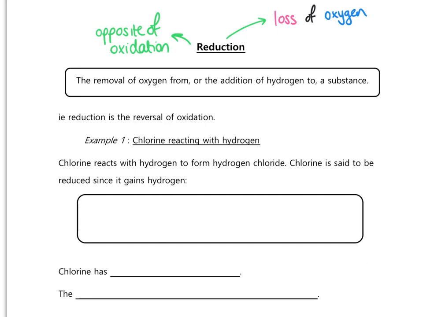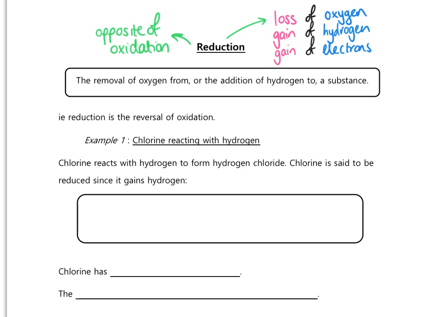What do you think it's going to be in terms of hydrogen? It's the gain of hydrogen. Since oxidation is the loss of hydrogen, reduction is the opposite, it's the gain of hydrogen. And then lastly, in terms of electrons, what do you think reduction is going to be? It's the gain of electrons. So where oxidation is the loss of electrons, reduction will be the gain of electrons. So if an atom or an ion gains electrons, we call that reduction.